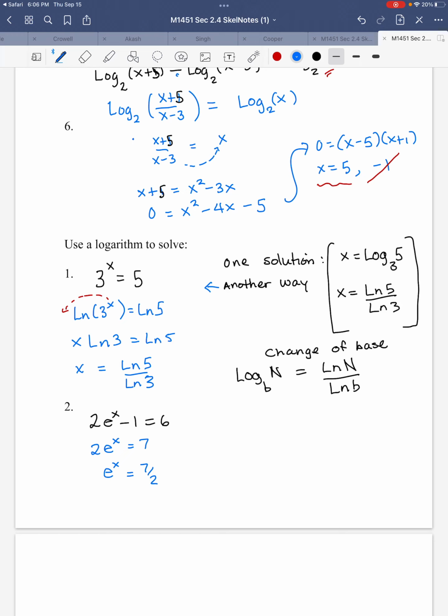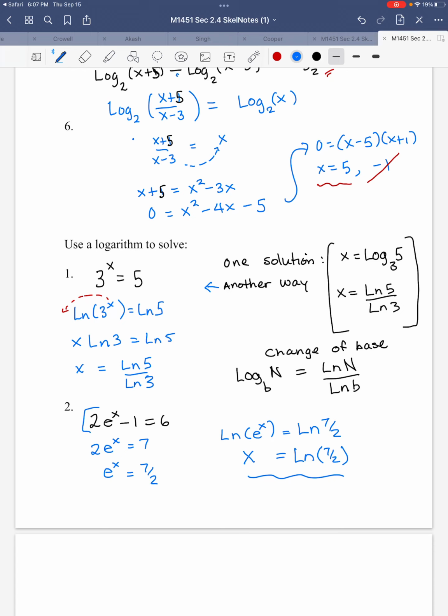And now let's take the natural log of both sides. We'll have the natural log of e to the x is equal to the natural log of 7/2. But remember, the natural logarithm and the exponential function base e are inverses of one another. So all you get out of this over here is x. And there's our answer. x is the natural log of 7/2. So that's going to be a really handy tool for us. When we need to solve for an exponent, we'll take the log of both sides.